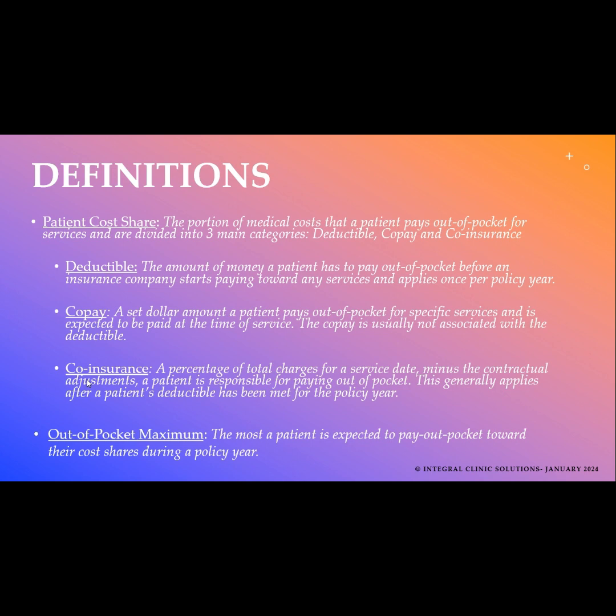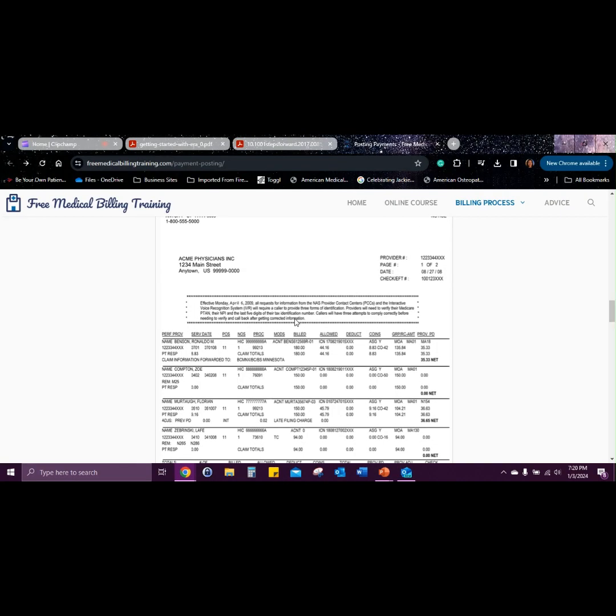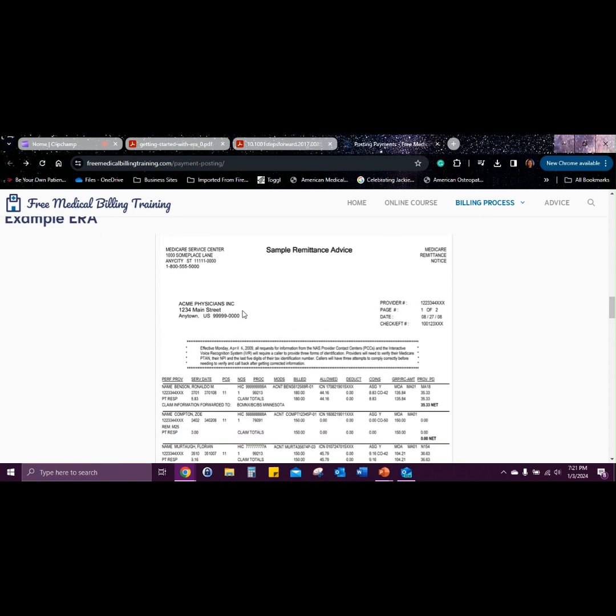Now, really quick, I'm just going to do a quick screen share and explain to you how to identify where the patient cost shares are on these EOBs and ERAs that will be coming into your office. This is a really nice website, freemedicalbillingtraining.com. I just kind of came upon them as I was searching for examples to be able to show you. And I feel like it would be beneficial for you to check this out if you're interested in doing a deeper dive or having your own hands-on to this screen.